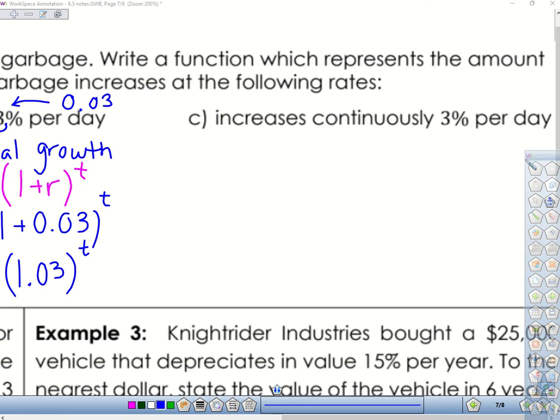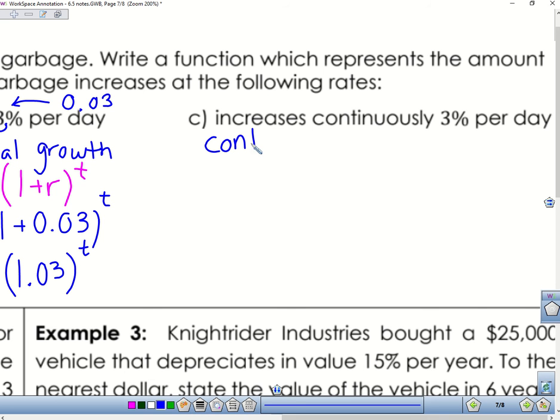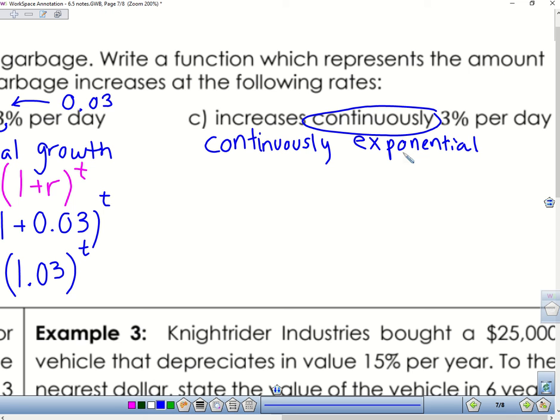So part C says we increase continuously 3% per day. So what kind of exponential model is this one? Or what kind of growth model? Good. This one is continuously exponential. So if you see this word continuous, you know you're going to use the continuous exponential model. And is this one growth or decay? Growth. And we know it's growth because they use the word increases.